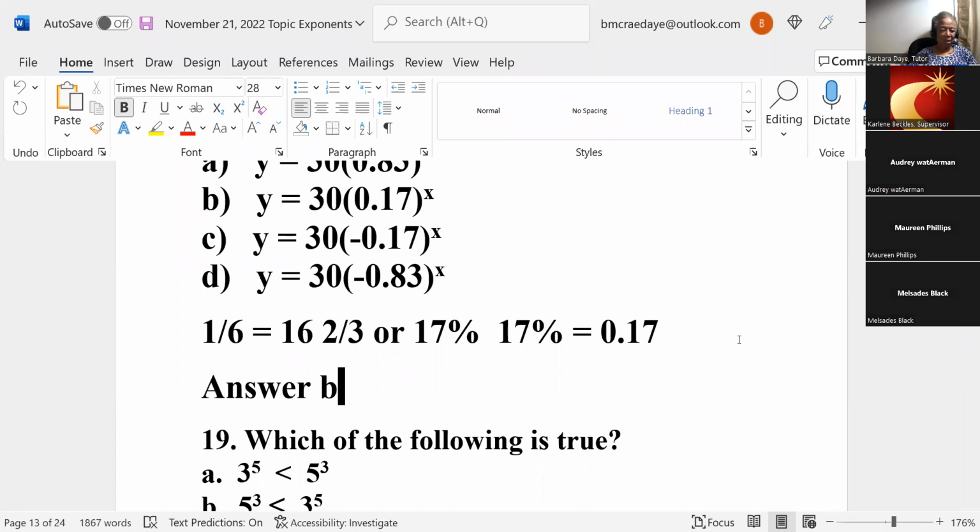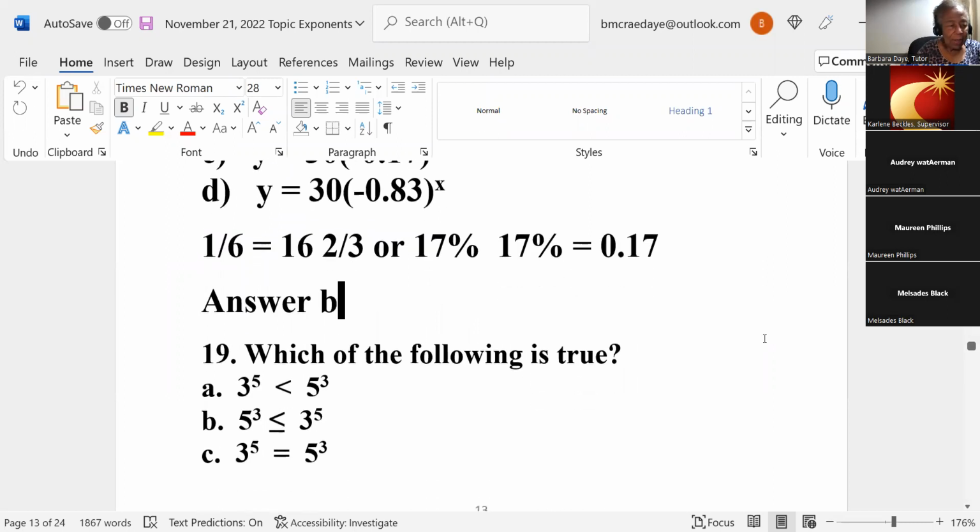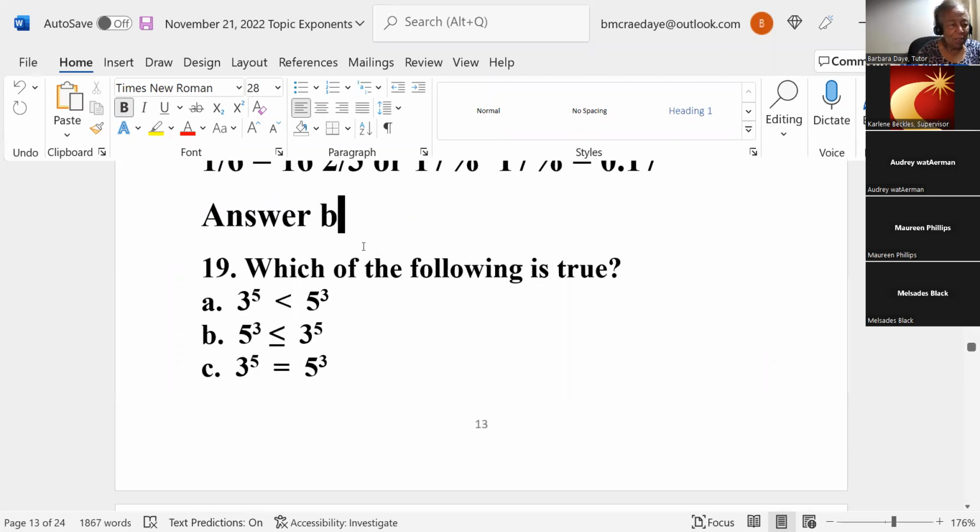There you go. Okay. Any questions on number 18? Okay. Number 19. Which of the following is true? Audrey, I think, did you have that one right? I don't know. Is that right? Let me see what you had.